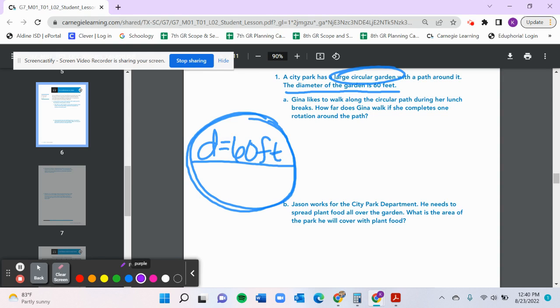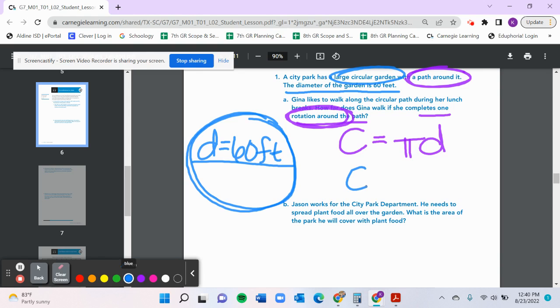A, it says Gina likes to walk along the circular path during her lunch breaks. How far does Gina walk if she completes one rotation around the path? Now here the question tells us that the circular garden has a path around it, and also it tells us that she's going to complete one rotation around the path. So automatically, you should have thought of circumference. So we're going to first write out our formula for circumference, which we know is the circumference is equal to pi times the diameter.